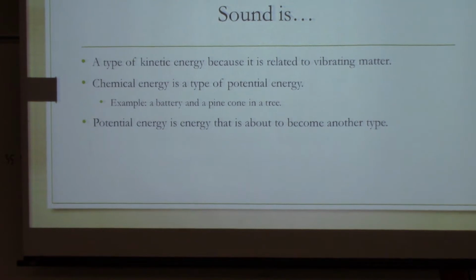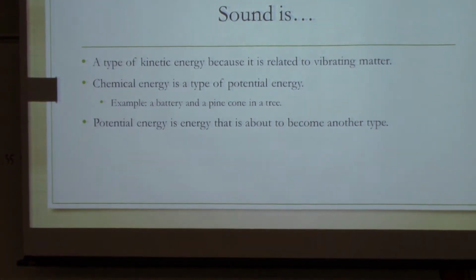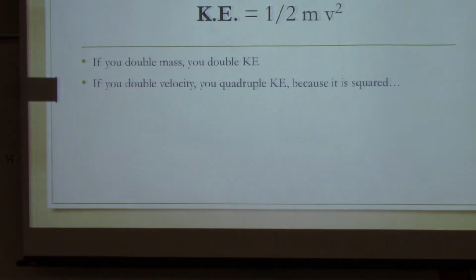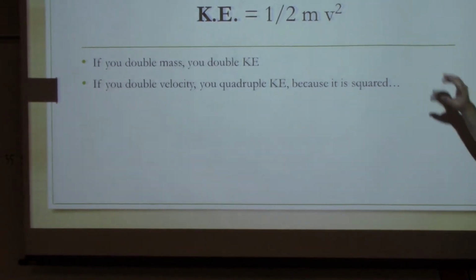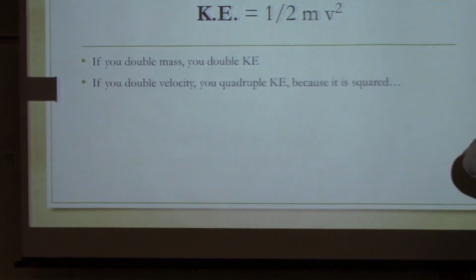So chemical energy is stored energy that can be stored to use something. A battery is a great example of chemical potential energy. Okay? We also have a pine cone in a tree. That's an example of gravitational potential energy. Looking at this formula, kinetic energy equals half mass velocity squared.